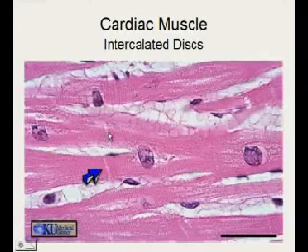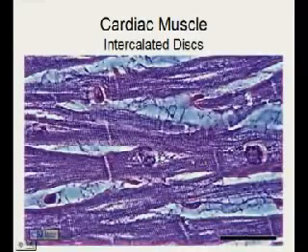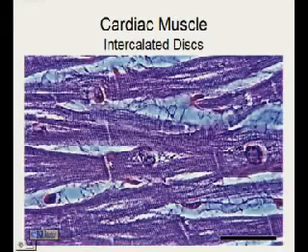Another slide indicating the intercalated disc. And then this is a different stain, a purple stain. You can see very prominent intercalated disc on this slide, still the branching pattern of the muscle, the fat cells as well. Again, the significant striations, but differentiated from skeletal muscles by these intercalated discs and the branching pattern.